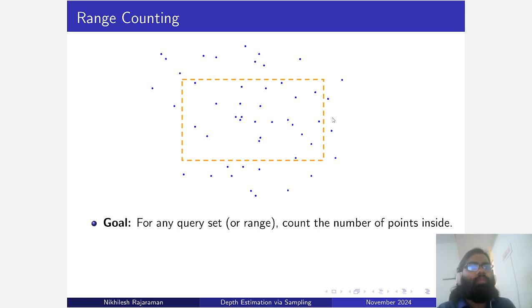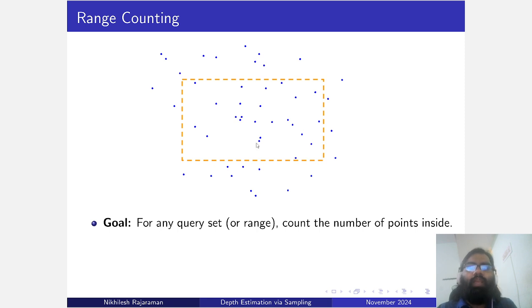Simple enough. So this is a very classical problem from computational geometry, and it has a lot of applications. For example, let's suppose you have a database with information about a large number of people. And let's say you want to find out how many people have their age in some particular range and their salary also lying in some range. Now you can think of this actually as a range counting problem in 2D.